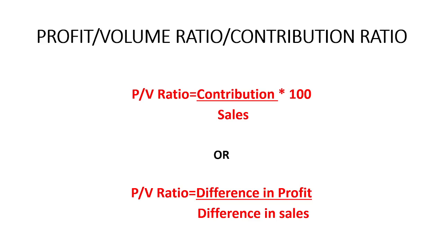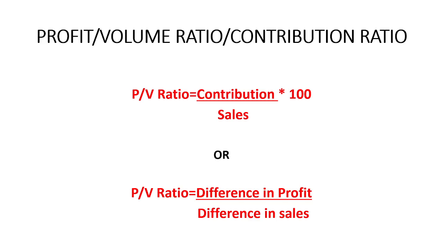So if my contribution is 20% out of the sales, that means your PV ratio is 20%. So your contribution out of sales is 20%. So what is remaining now? Variable cost is remaining. It has 80% proportion. That is how it is calculated.